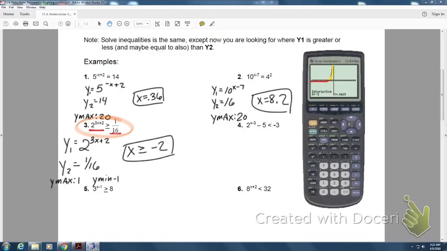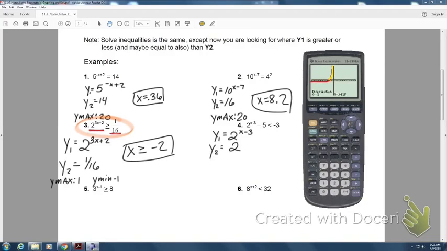On 4, Mr. Ogden, what do I need to do on it first? Put 2 to the x minus 3 minus 5. Before I do that, it was the first bullet that we read. We need to make sure that the exponential is by itself, so I would add 5. On the left side, I'll have 2 to the x minus 3. -3 plus 5 is just going to leave me with 2.